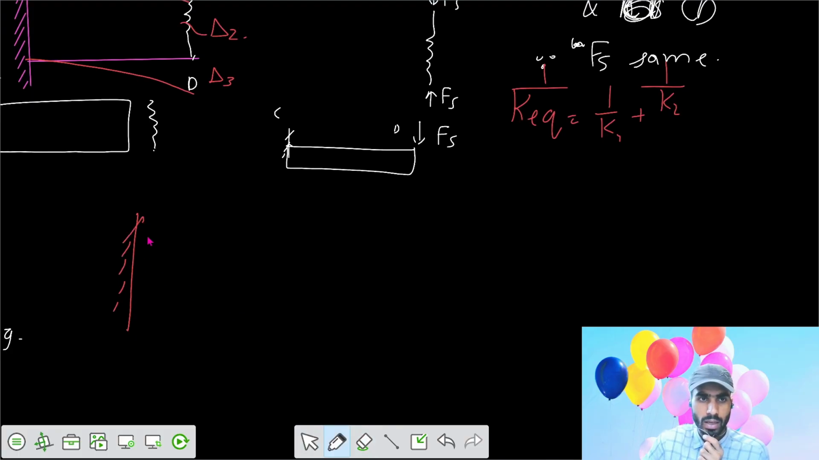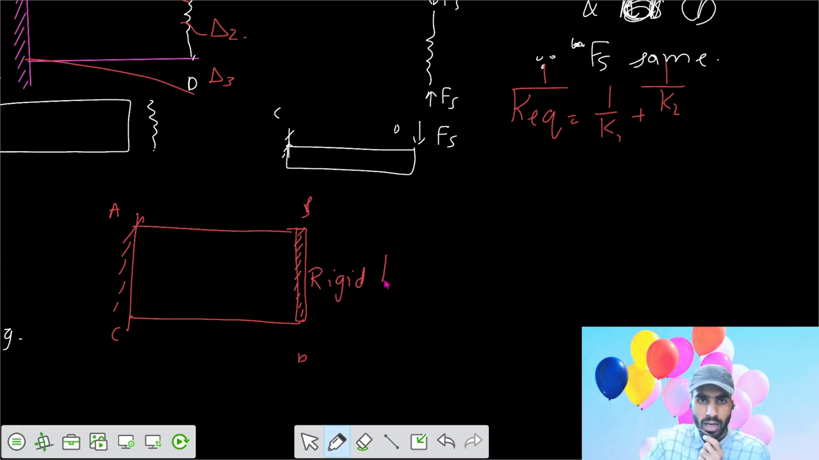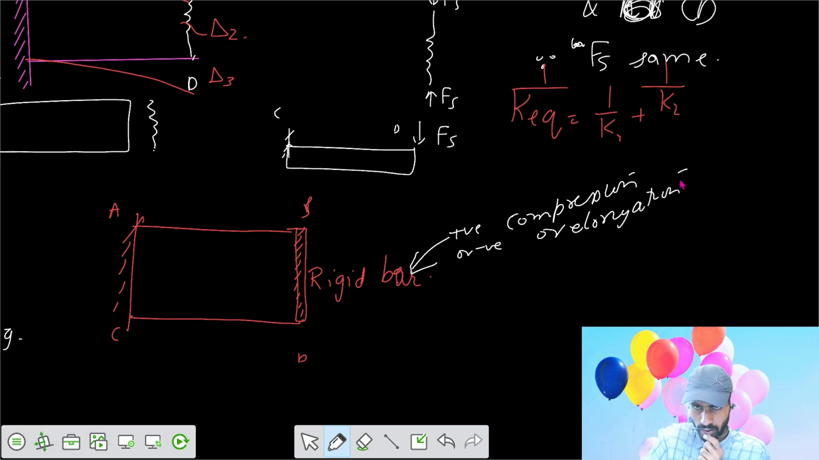Say this was your member AB, and this was your CD. Then we can assume that the bar is rigid between the two beams. It is a rigid bar. For a rigid bar, there is no deformation, so it can't go into compression. A rigid bar itself can't go into compression. There is no compression or elongation. Say this is equal to 0.